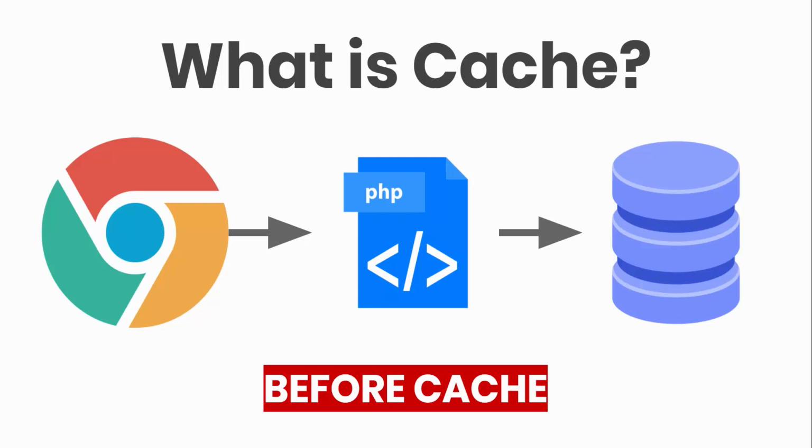I'll explain this graphic that you're seeing right here. And then we'll talk about ways that you can clear the cache so you can view all the changes that you're making to your website. Now, this is a really basic representation of what cache is.